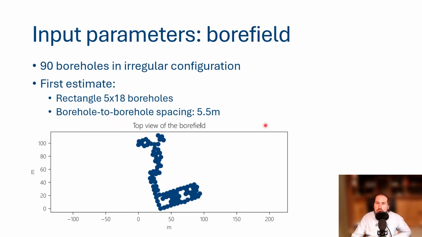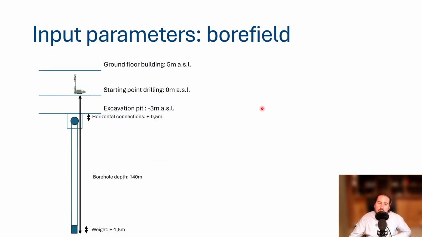When it comes down to the borehole depth, we have this cross section of the project, basically. So we have our ground floor, the first level of our building, being at 5 meters above sea level. So that's really our surface level. Then there was an excavation pit created for the cellar of this building. And during construction, they dug it until the level of 0 meters above sea level. And then they started drilling.